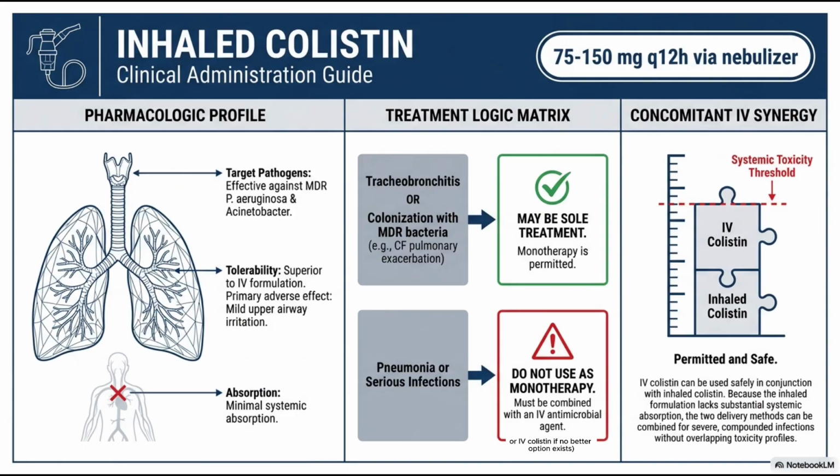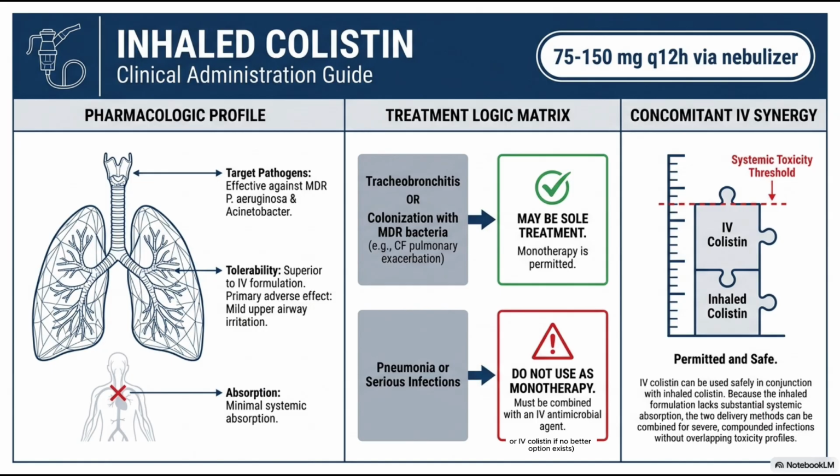Let's unpack the mechanics of that, actually. The guidelines specify a dosage of 75 to 150 milligrams Q12 delivered via a nebulizer. So you're basically aerosolizing the drug directly onto the airway mucosa. And instead of the severe systemic toxicity we usually associate with IV colistin, the notes highlight that patients generally just experience mild upper airway irritation. Yeah, because by nebulizing, you achieve a massive local concentration right at the site of inflammation, but you're keeping the drug out of the systemic circulation. It just skips the bloodstream entirely. Exactly, which makes it highly efficient for those specific localized issues.